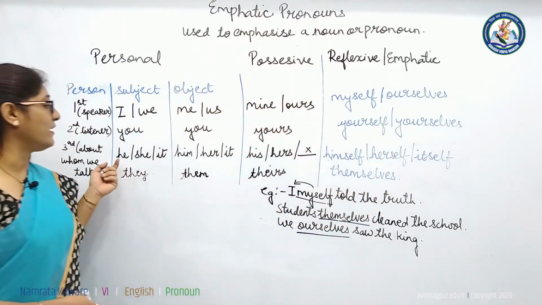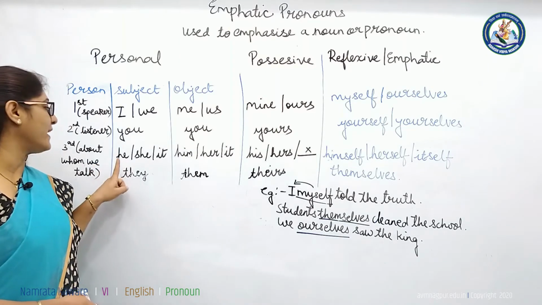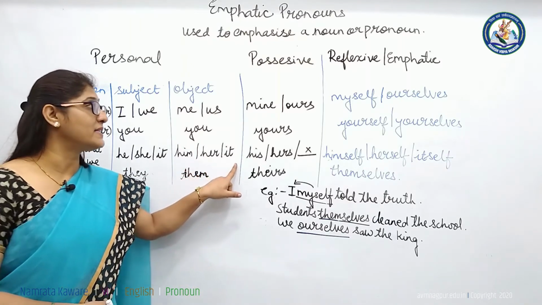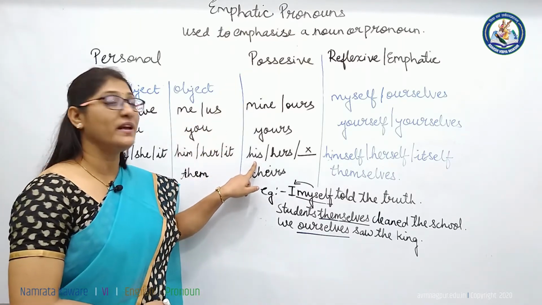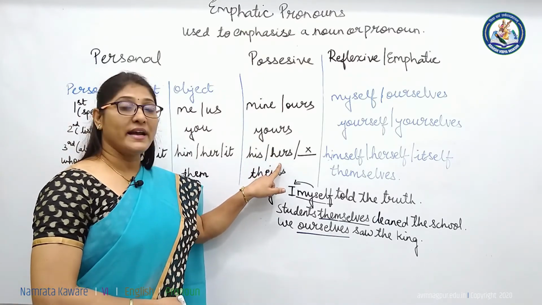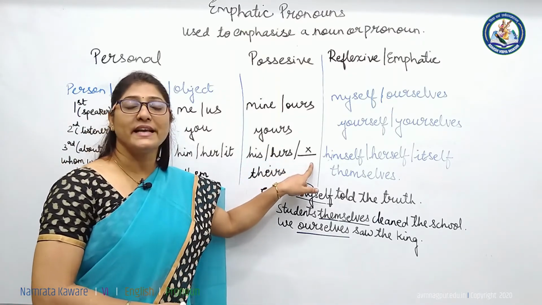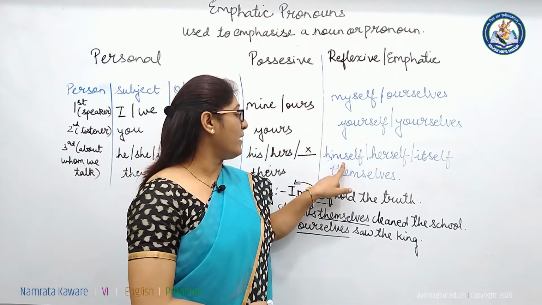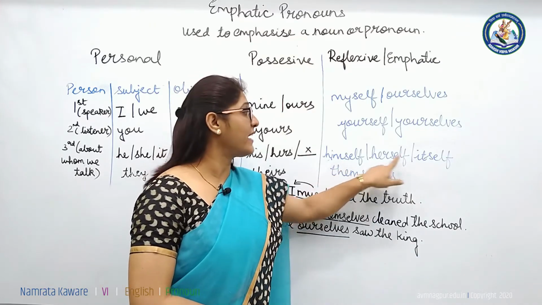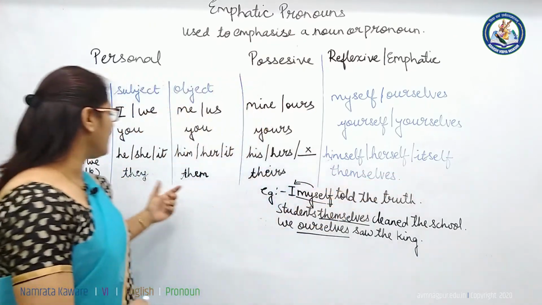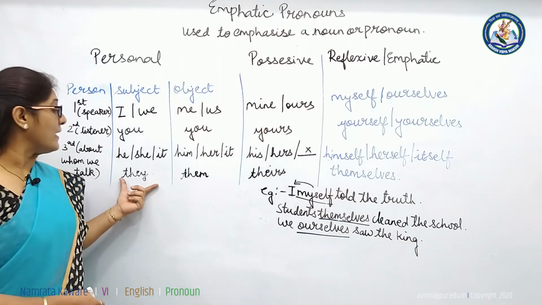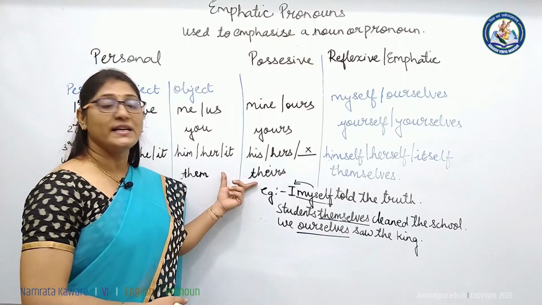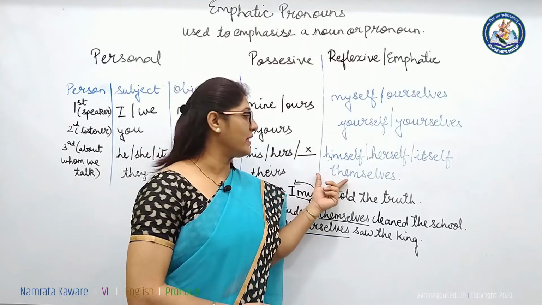Third person singular, in the subject's place for personal pronoun we write he, she, it. In the object's place, we write him, her, it. In the possessive pronoun, for he, we write his. For she, we write hers. And there is nothing written as its. For reflexive and emphatic pronoun, for he, we write himself. For she, herself. For it, itself. And third person plural, in personal pronoun, subject's place they, in object's place them. For possessive pronoun, we write theirs, and reflexive pronoun, themselves.